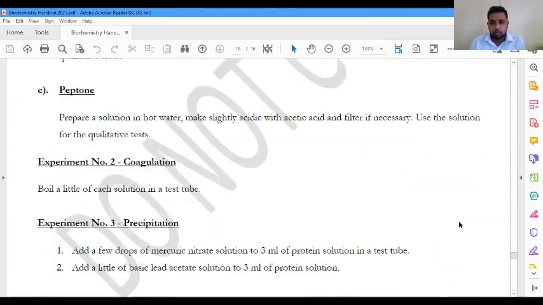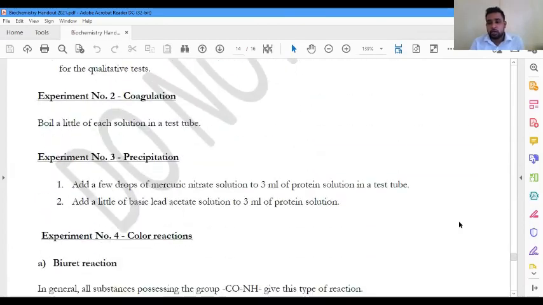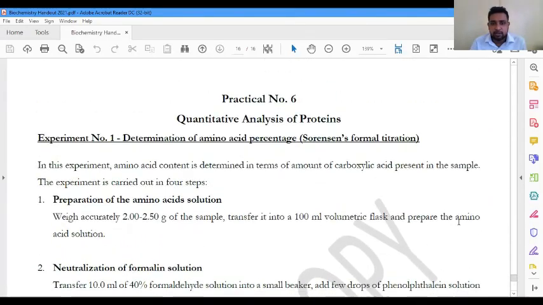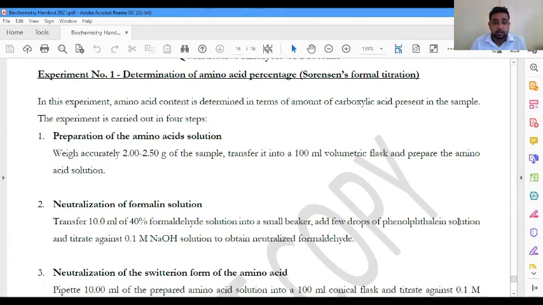Before that, do you have any questions regarding this Sorensen's Formol titration? Please understand this very carefully and clearly.